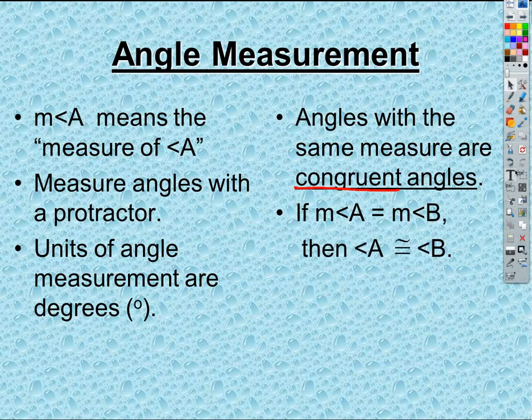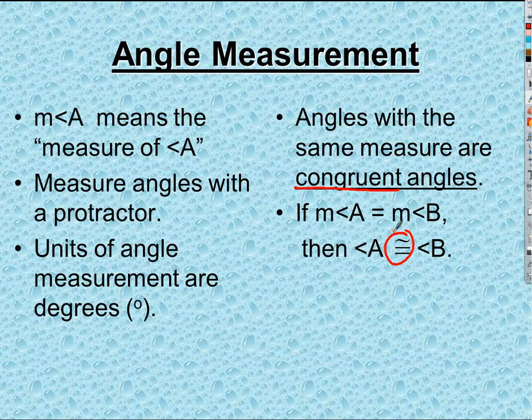Okay. So if the measures of the angles are equal, then the angles themselves are congruent, and this is the symbol that we use for congruence. Now we're not going to really be doing that at this point, but we'll talk more about how we do that in Moodle later when we get there.